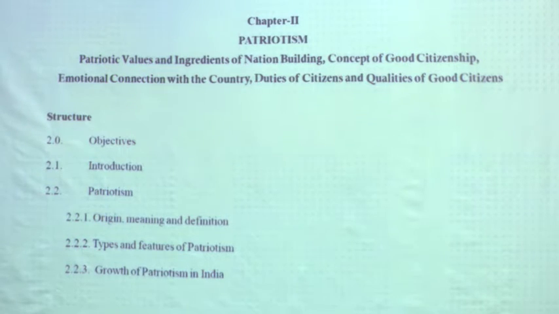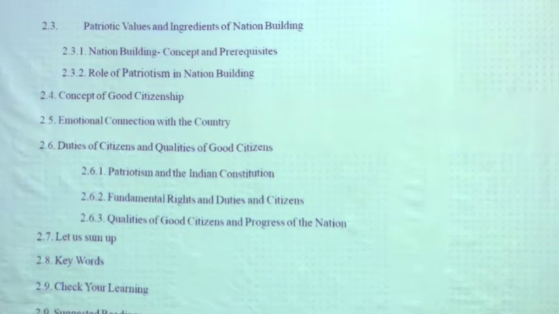First are the objectives, then the activity introduction, then in patriotism what we will cover: origin, meaning and definition, types and features of patriotism, growth of patriotism in India, patriotic values and ingredients of nation building, concept and prerequisites, role of patriotism in nation building, concept of good citizenship, emotional connection with the country, duties of citizens and qualities of a good citizen, patriotism and the Indian constitution, fundamental rights and duties of citizens, qualities of good citizens and progress of the nation.